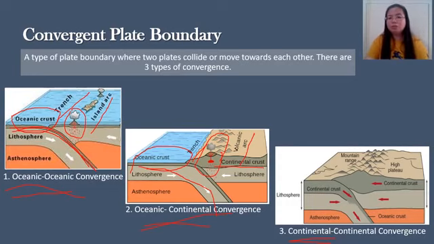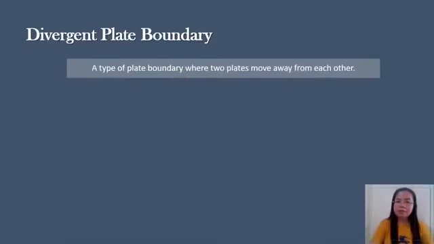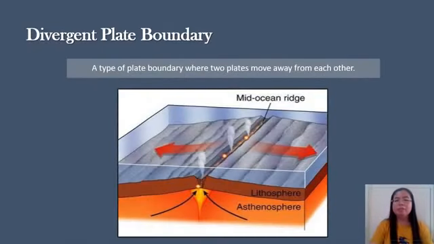So let's now proceed to the next type of plate boundary. Divergent plate boundary is another type of plate boundary. What do you think is happening to the oceanic crust in the illustration? Here, two plates diverge. So the key word here is diverge. Diverge means separate, drift away, or move away from each other. So a divergent plate boundary is a type of plate boundary where two plates move away from each other. And this may happen on either oceanic crust or continental crust.